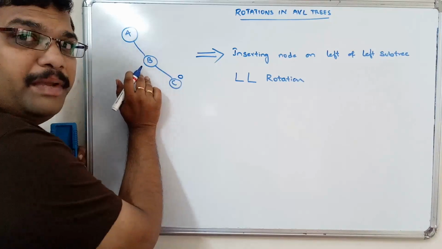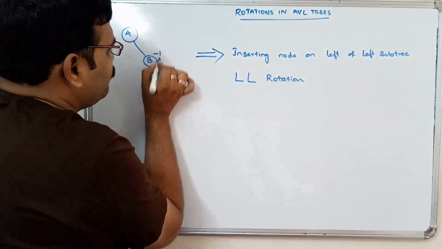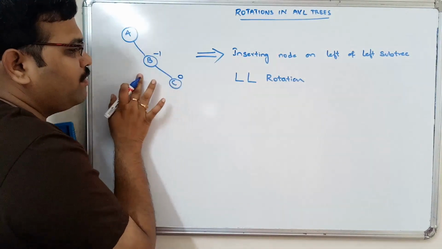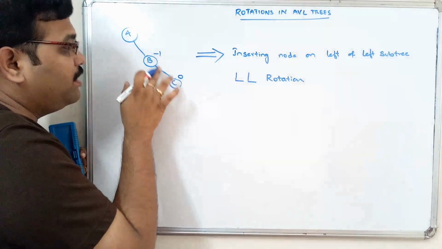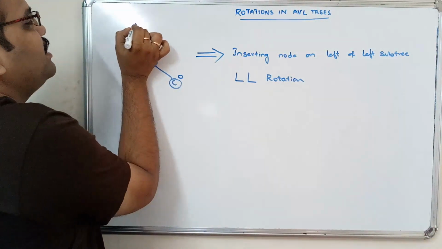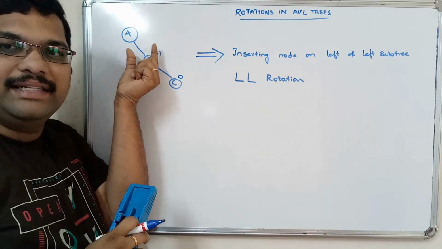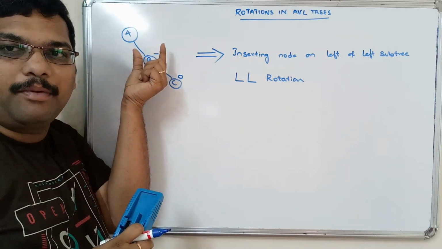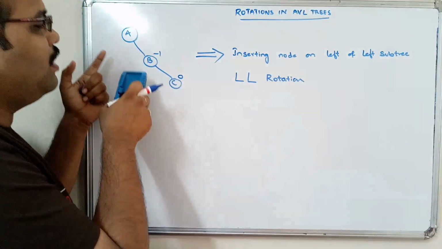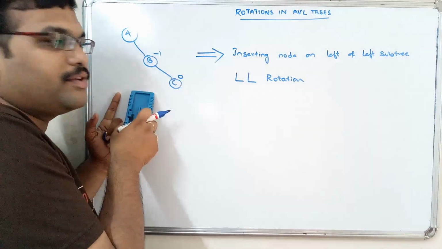Balancing factor of node B is minus 1, because the left tree is 0 and the right subtree is 1, so minus 1. Here it is minus 2. Again, node A violates the AVL tree property. So here, how does it become a right skew?